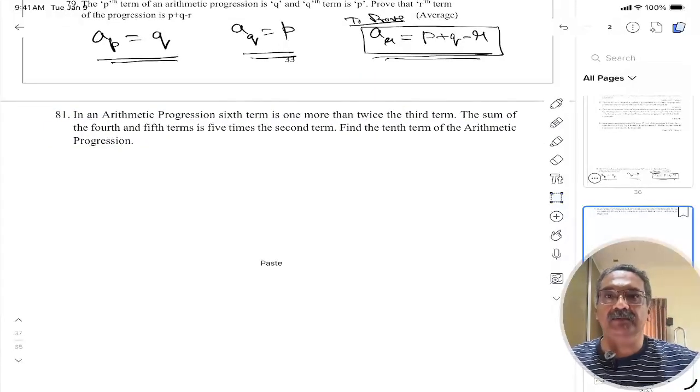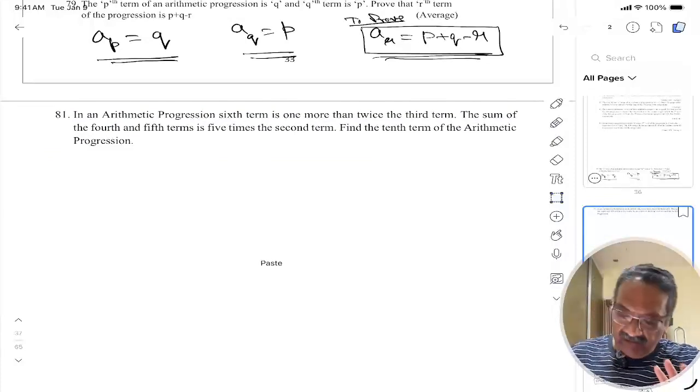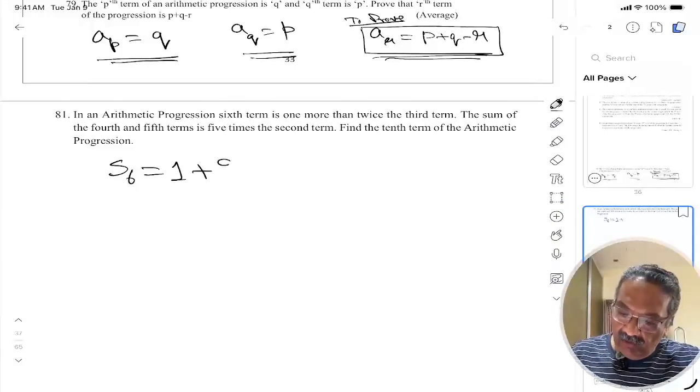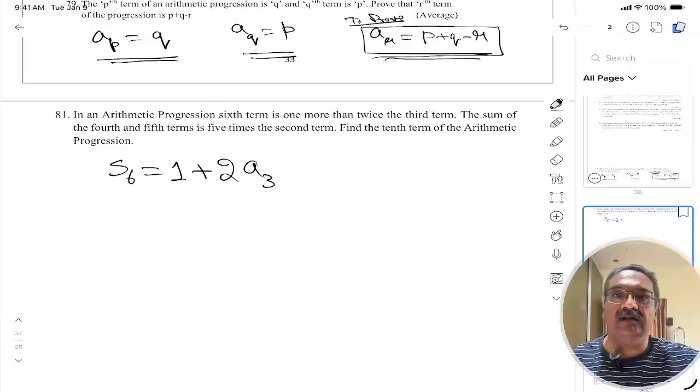In an arithmetic progression, the sixth term is one more than twice the third term. Let us write it down. What does it say? Sixth term, so A6 is one more than twice its third term. Okay, this is one equation. Another one, the sum of the fourth and fifth terms.